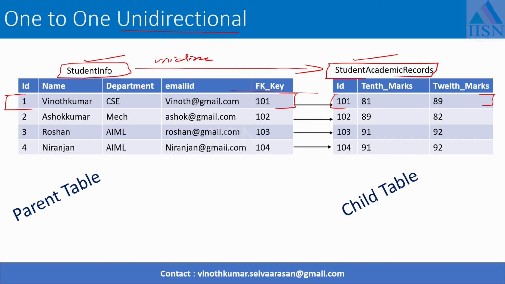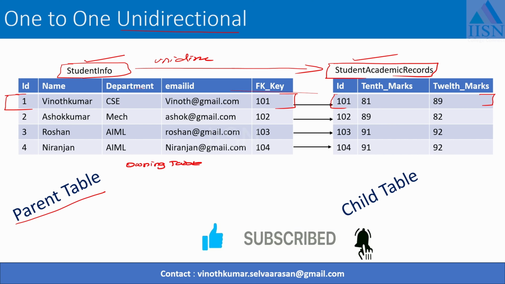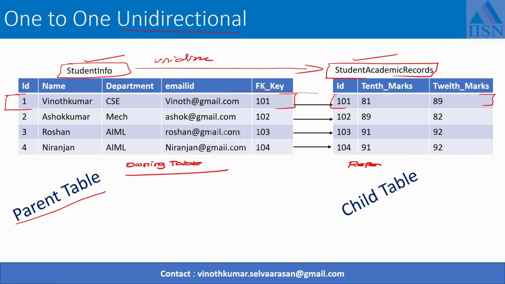One more key point you should know: in Spring Data JPA, this parent table is called the owning table. It is an independent table, but the child table is called the reference table. This table depends upon the parent table, so it is called a reference table, and the parent is the independent table, called the owning table.